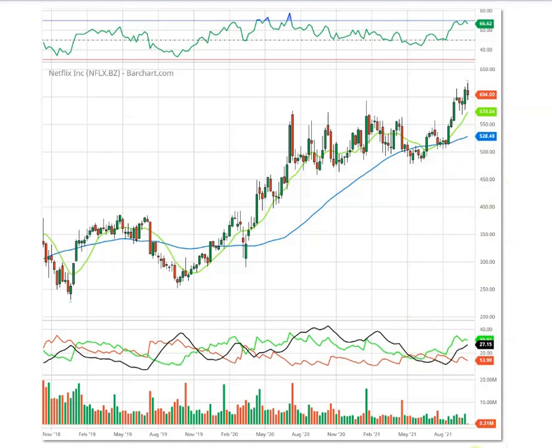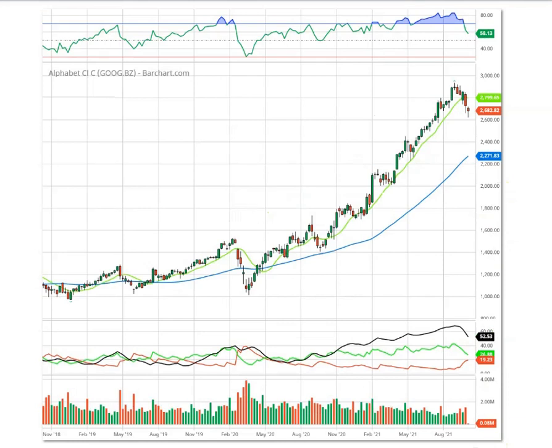That can change. Finally, Alphabet or Google. This is still above the 50. Still bullish. It's been bullish since late April of 2020 when it crossed the 50. Moving up. It's been above that ever since then. Both moving averages are sloping upwards, although it is trading below its 50-day moving average, so that's a negative.